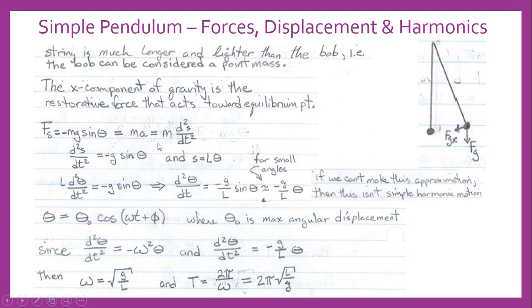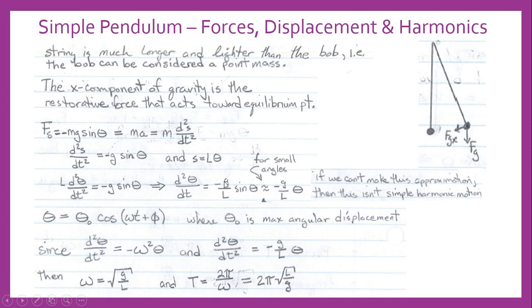And of course we know that's equal to mass times acceleration, and we can set that equal to mass times the second derivative of displacement with respect to time. When we're talking about a pendulum, the displacement is the arc. The arc is just the length of the pendulum times this angular displacement. So we just make some substitutions here. And here we're making a very important substitution.